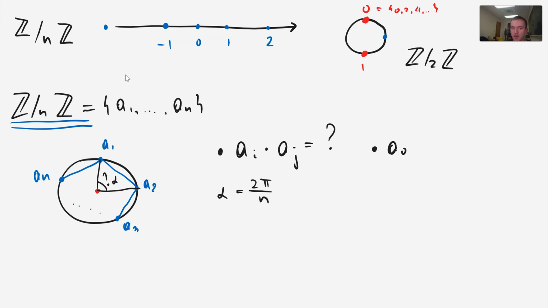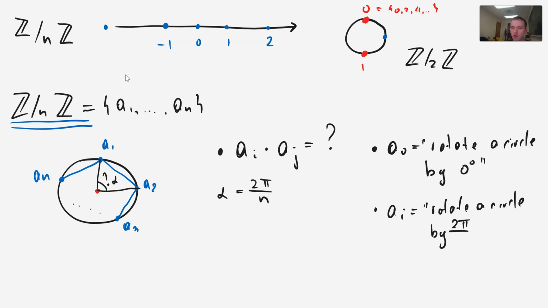a0 then means rotate the circle by 0 degrees, or in other words, by 0 pi. Then what is going to be my ai? ai is going to be rotate my circle by 2 pi over n times i radians. You can translate that into degrees, and you're going to have the corresponding degrees. And you can see when i is equal to 0, then this expression is going to be 0. So that's why I know that the element that I'm going to multiply is going to be rotate my circle by 2 pi over n times i plus 2 pi over n times j.